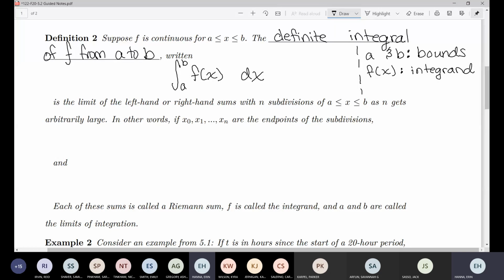So what is this integral? I haven't actually told you what it is. It's the limit of the left-hand or the right-hand sum with n subdivisions of that interval as n gets arbitrarily large. In other words, x sub 0 through x sub n are the endpoints of the subdivisions. Let me draw a tiny little picture first. We have something and we're splitting it up into a bunch of intervals. This is my x sub 0, this is my x sub 1, this is my x sub 2, and so on all the way up to x sub n.